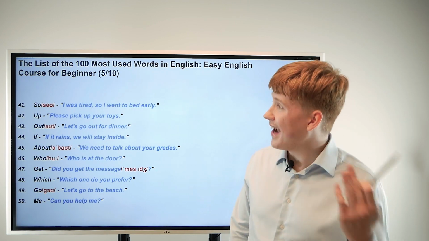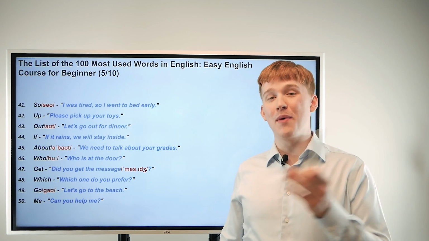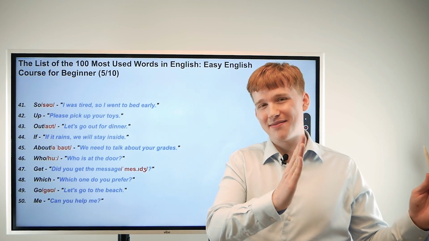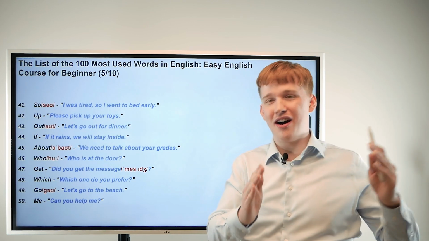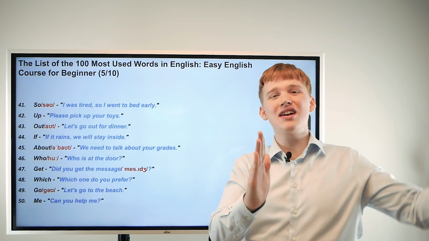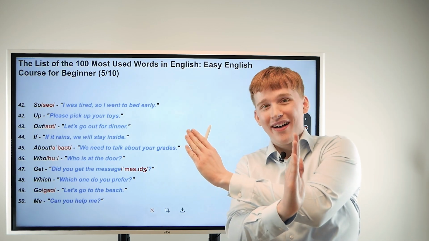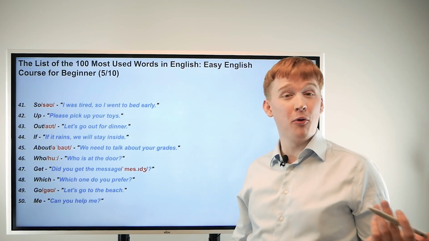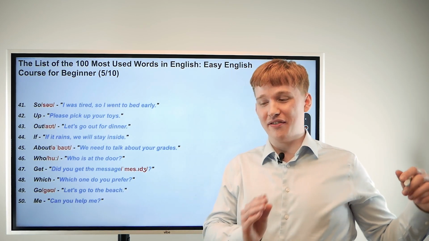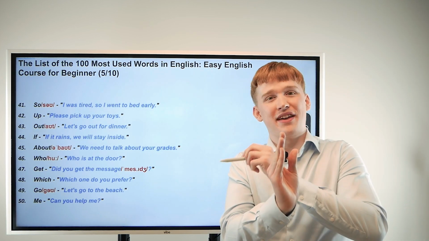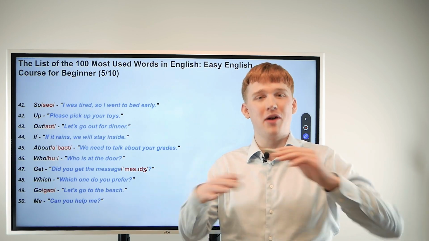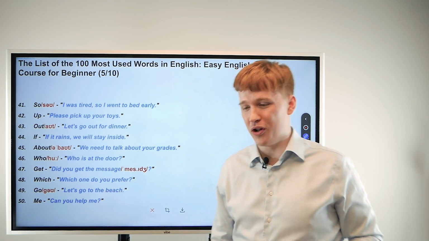So next up, we have the word so. So we say, I was tired, so I went to bed early. So you're saying, because of this, this happened. So I was tired, so I went to bed early. So it's very important, because if we want to say a reason for something, we want to use so, and that unlocks a whole bunch of things that you can then say while you're speaking.